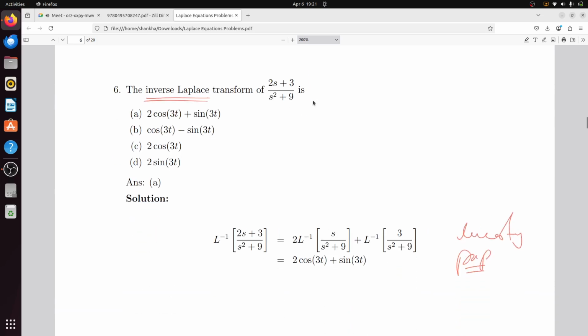The inverse Laplace transformation of 2s plus 3 by s square plus 9 is: 2 cos 3t plus sin 3t, cos 3t minus sin 3t. Same problem, just 2s plus 3. The linearity property of inverse Laplace transformation we have already discussed. So this is 2 into L inverse of s by s square plus 9 plus L inverse of 3 by s square plus 9. From here you will get cos 3t, from here you will get sin 3t. To note it down, I am keeping it for 2 minutes. Just give me 2 minutes.